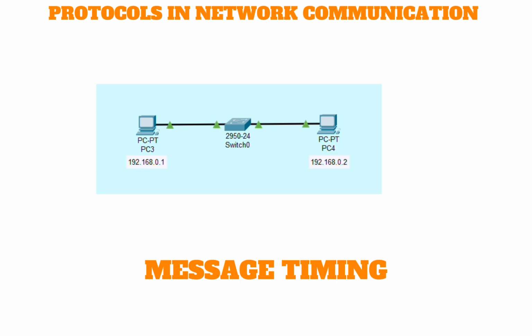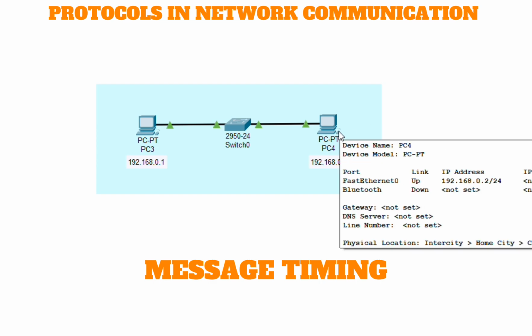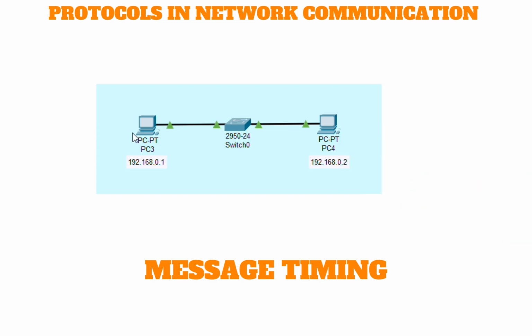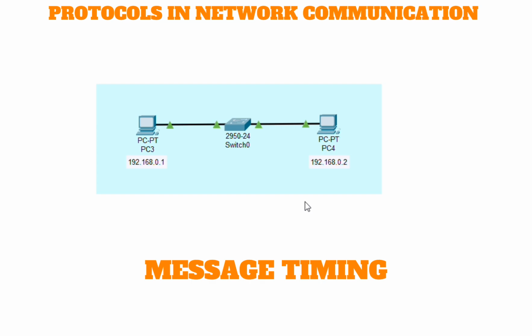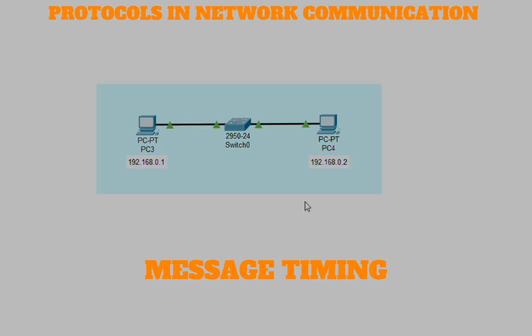Message timing. This focuses on flow control. Let's say that PC3 is the sender and it is a fast computer, which means that it can send data at high speed. However, PC4 is a slow computer. PC3 can continuously send data to the receiver, but the receiver cannot receive them all, risking data loss. This highlights the need for flow control in communication, so that communication won't be meaningless.